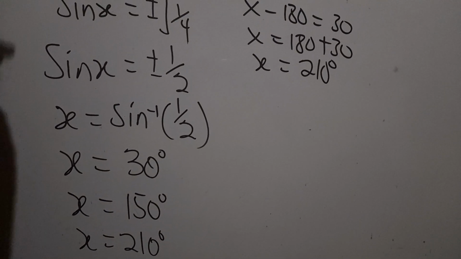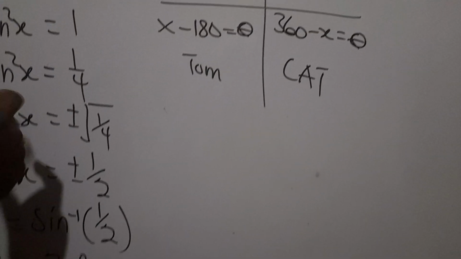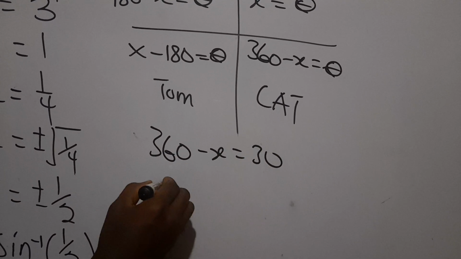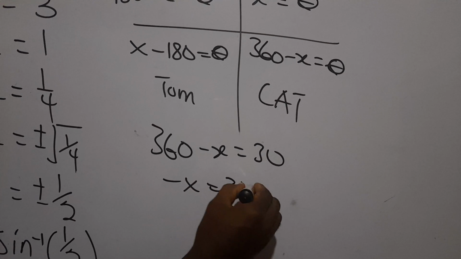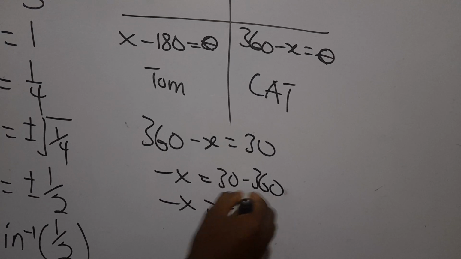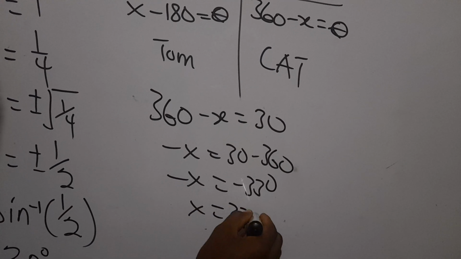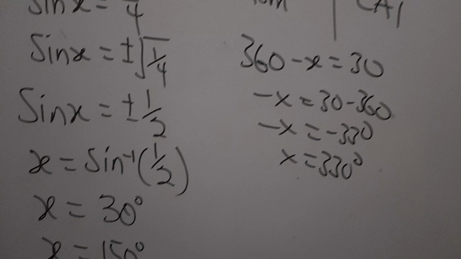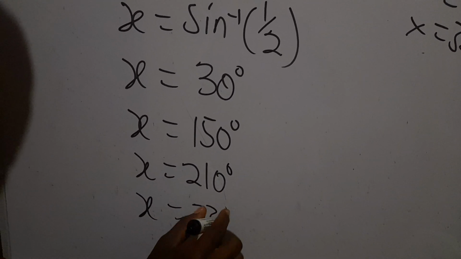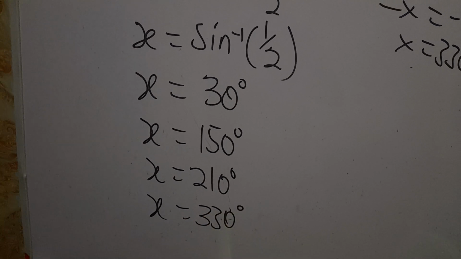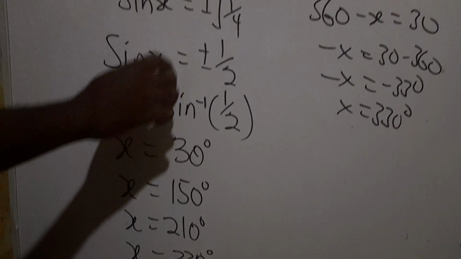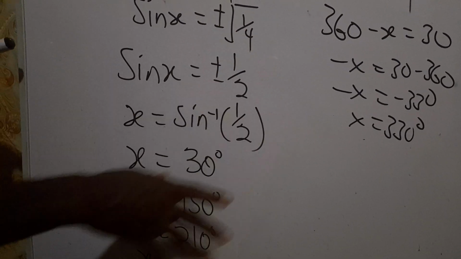Now the last quadrant, the fourth quadrant, we can say 360 minus x should be equal to 30, minus x is equal to 30 minus 360, minus x will be equal to minus 330, and our x will be 330 degrees. So we can also say that x is equal to 330 degrees. So these are all the possible values of x if sin x is equal to plus or minus half.